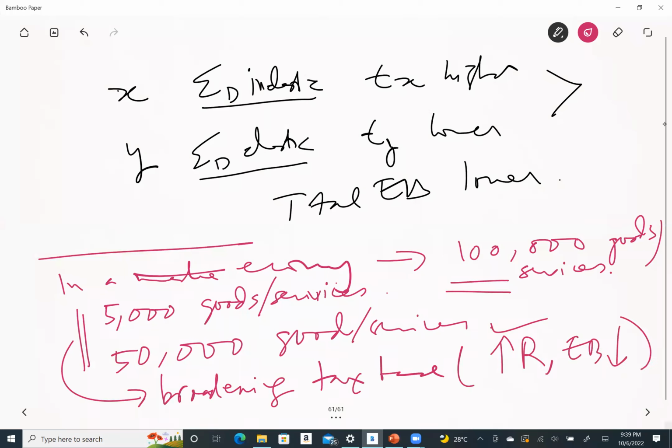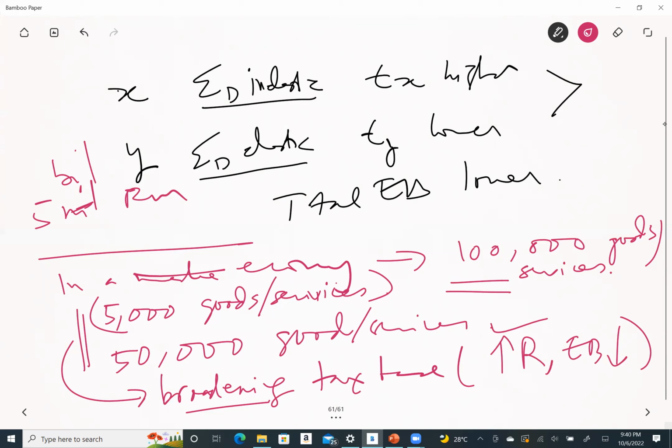So when you broaden the tax base, you tax more goods and services. Suppose you tax 5,000 goods and the government raises 5 million ringgit. Five million is too little. Okay, 5 billion RM. You tax 5,000 goods and raise 5 billion, or you tax 50,000 goods and raise the same amount of revenue, 5 billion. So what is the difference here? One is more spread out. That is broadening the base.